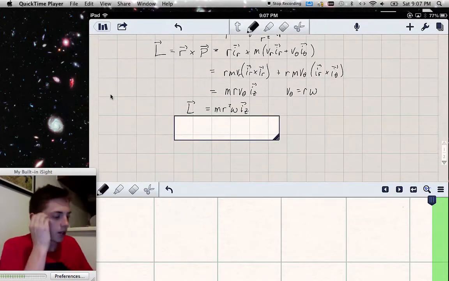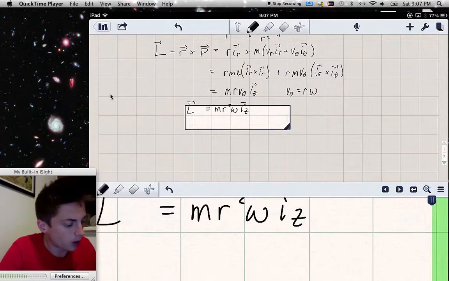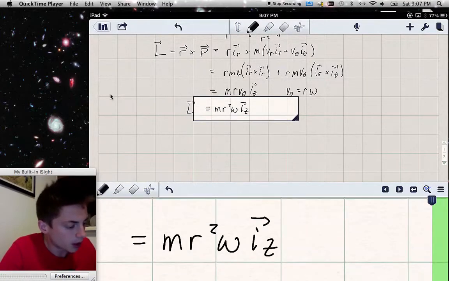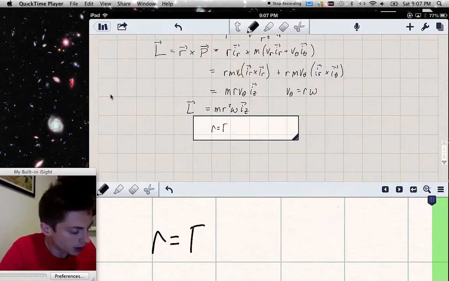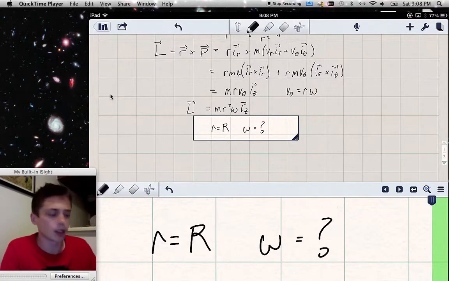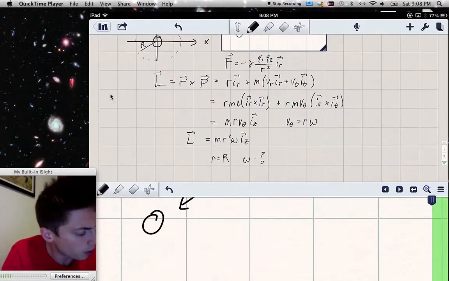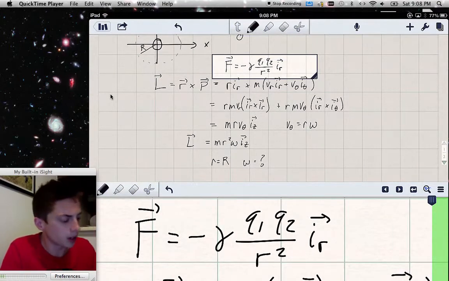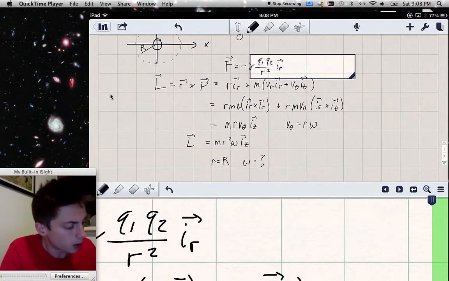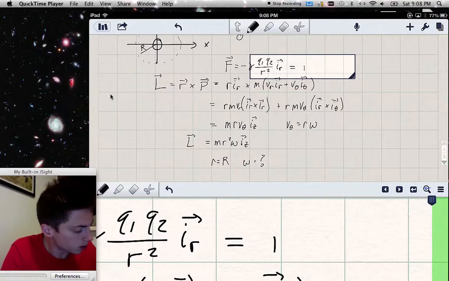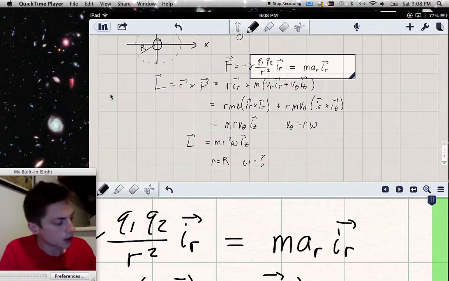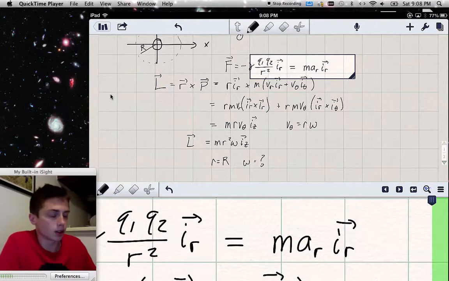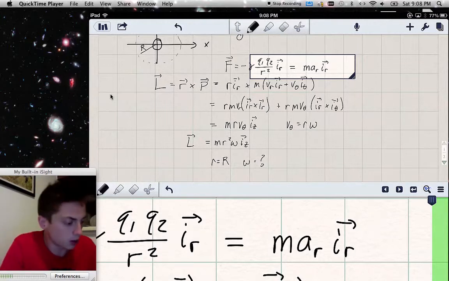Okay, so in order to know the angular momentum, well, r is equal to capital R. We know that. But omega we don't know. So how can we get it? Well, let's use what we know about the force to see if we can get omega. F, this is the radial force, is equal to m a_r i_r. F_r, the sum of the forces in the r direction, the r components, is equal to m a_r. That's what that equation says.